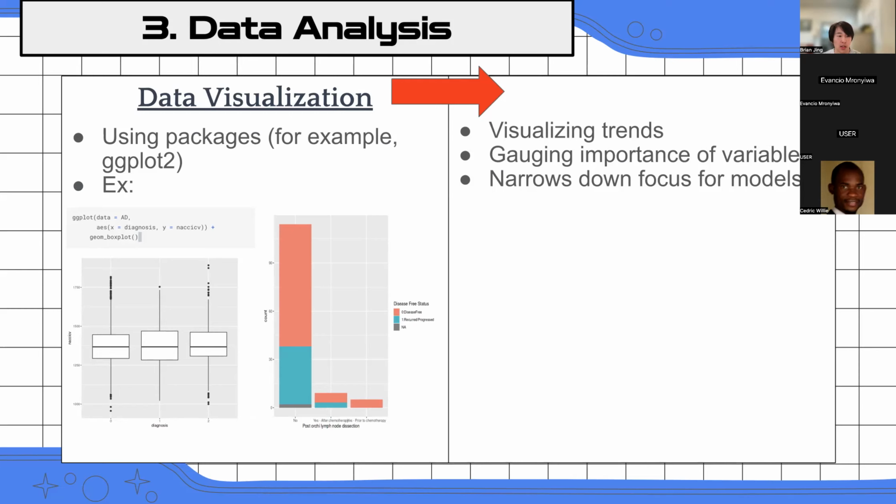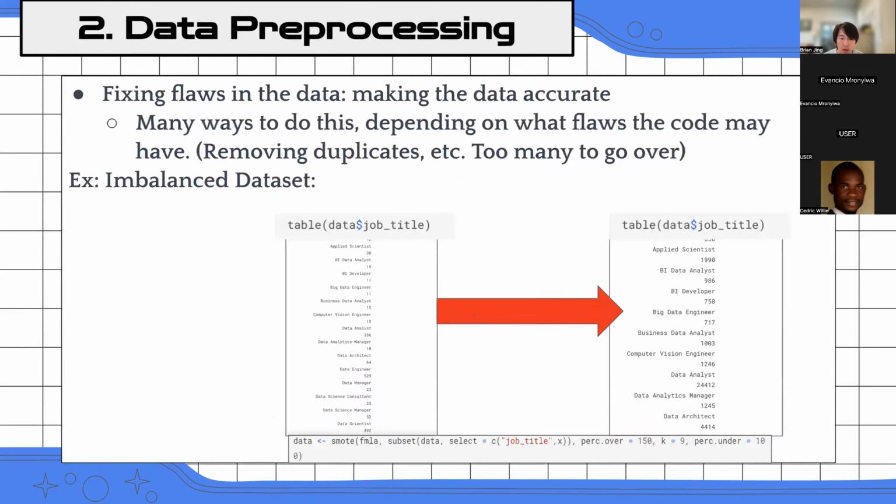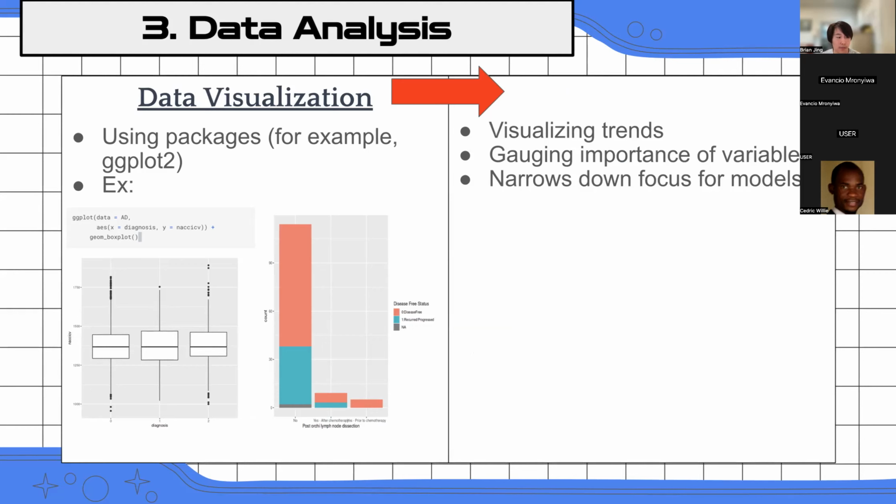As you see in the two images right here, the first one is a box plot and the second is a bar graph. And these are based on the Alzheimer's data I showed you in step 1. The first is a box plot comparing diagnosis to a variable called NAC-ICD, which is the intracranial volume, or the volume in the brain. It shows you that for each diagnosis, 0 meaning no Alzheimer's, 1 mild Alzheimer's, and 2 severe Alzheimer's, there actually wasn't much of a change in brain volume.